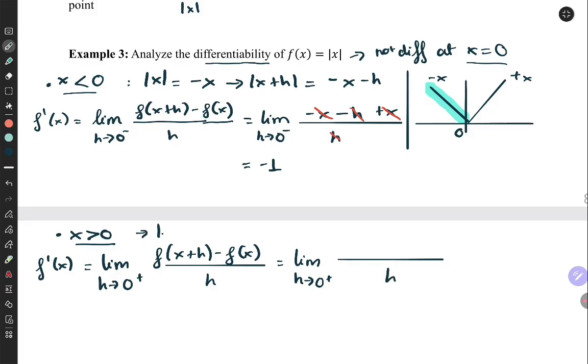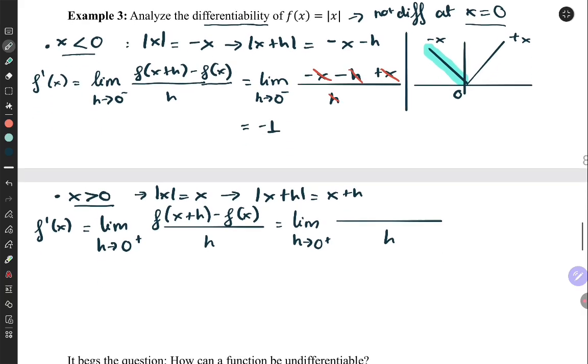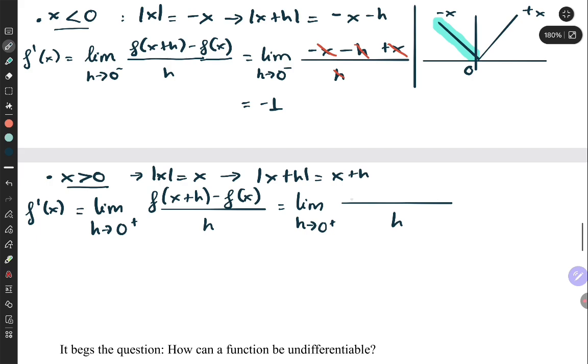This time, the positive side is very simple. You open the absolute value, you don't change anything, right? Because this time x is greater than 0. So x plus h minus x cancel again. You have 1, positive 1.